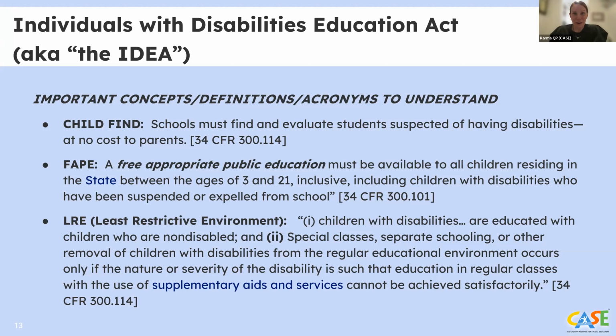And the third most important concept is LRE, the least restrictive environment. Children with disabilities are educated with children who are non-disabled, and special classes, separate schooling, or other removal of children with disabilities from the regular educational environment occurs only if the nature or severity of the disability is such that education in regular classes with non-disabled students with the use of supplementary aids and services cannot be achieved satisfactorily. Again, you see 34 CFR 300 there, so you know this is coming from federal law. Okay, let's move on.